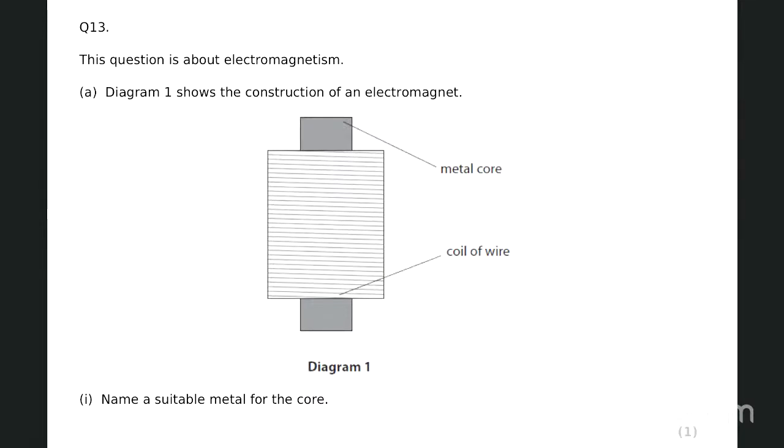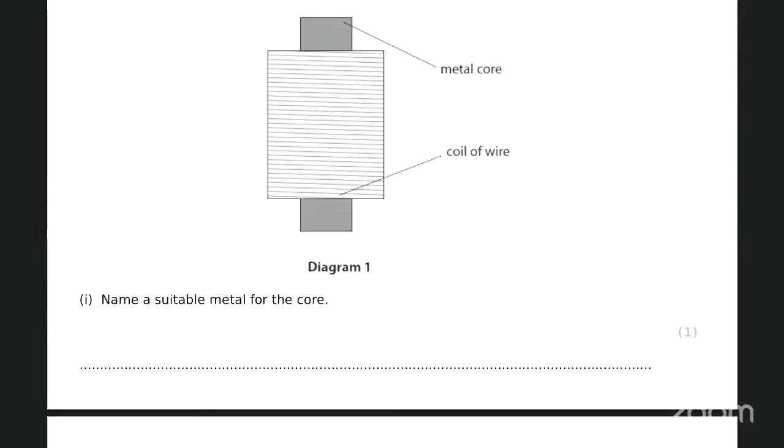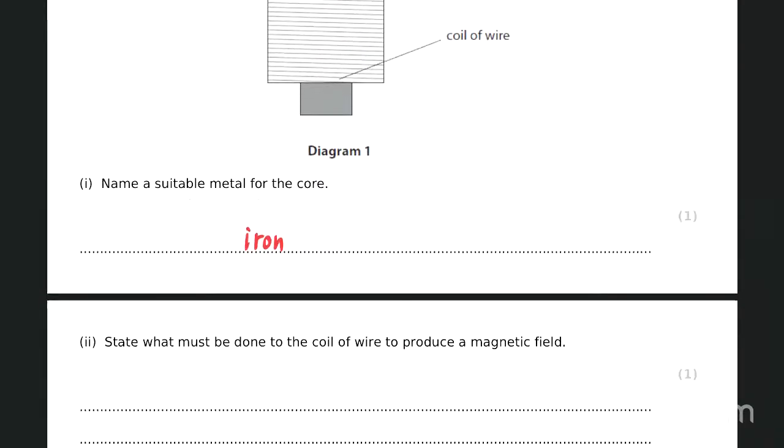So the first few parts are smaller, easy ones, so I'll discuss them. The question is about electromagnetism. Diagram 1 shows the construction of an electromagnet. There's a metal core and a coil of wire. Name a suitable metal for the iron core. You can use iron.